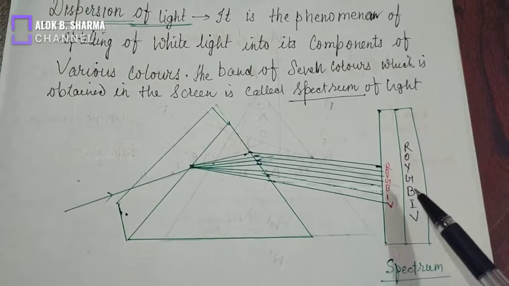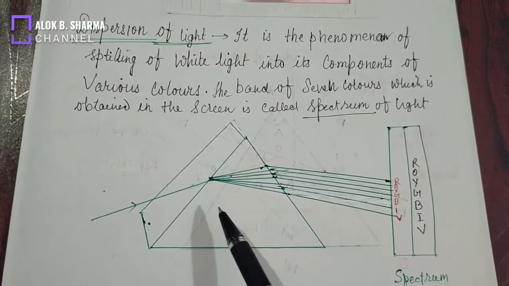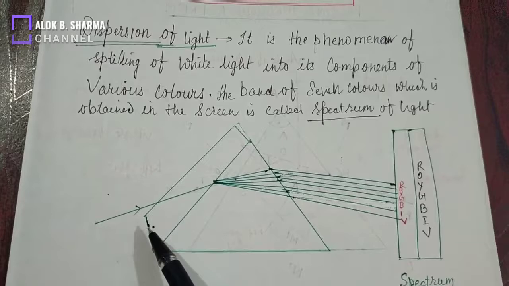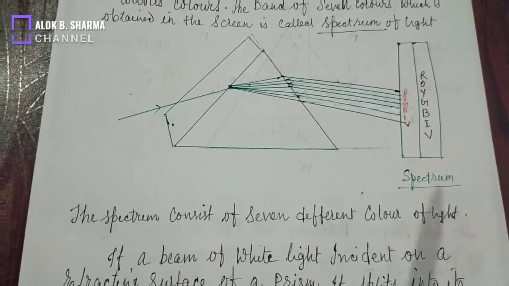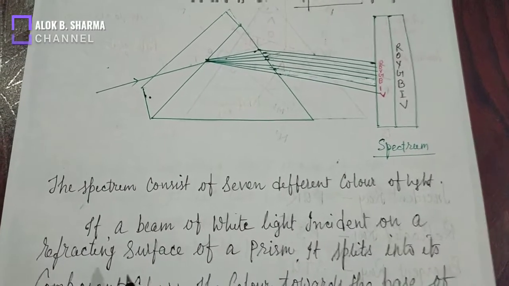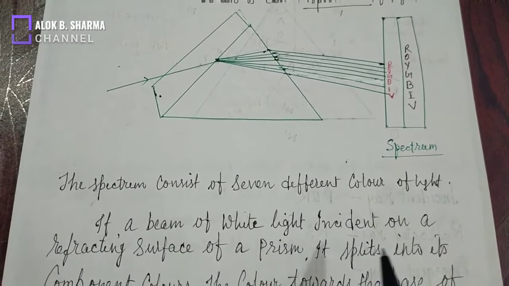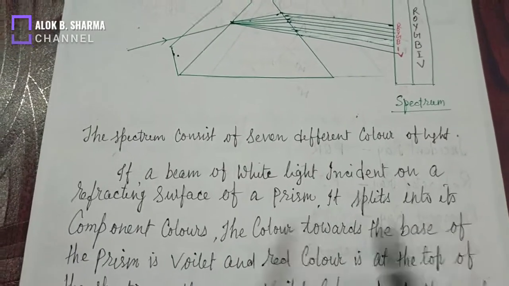That is, the band of colors which is obtained on the screen is called a spectrum, and dispersion simply means splitting of white light into 7 colors. The spectrum consists of 7 different colors of light. If a beam of white light is incident on a refracting surface of a prism, it splits into its component colors.